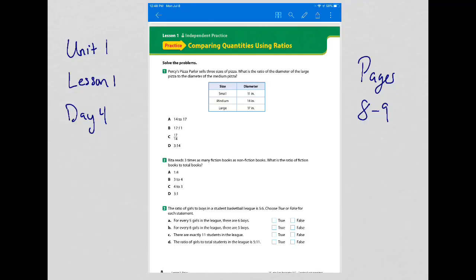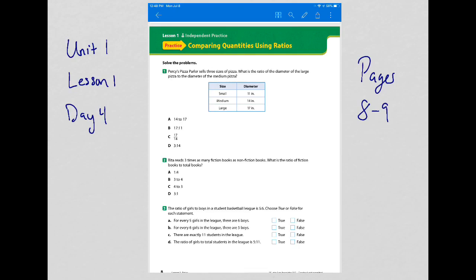Hey, sixth graders. This is lesson 1, day 4, the last day of this first lesson, and it's still on ratios. So today's lesson is all on independent practice. What you're going to be doing is working on 1 through 6 on these pages, 8 and 9, and you're going to do them on your own.